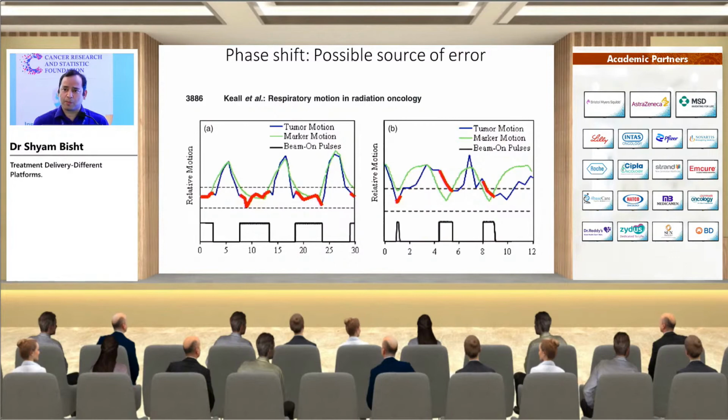There is one problem with this: the phase shift. Phase shift is when there is a desynchronization between the tumor motion and the marker motion, the surrogate markers. That means the beam is delivered at a different phase, so it is out-of-sync treatment, as you can see. So there are ways to check this.